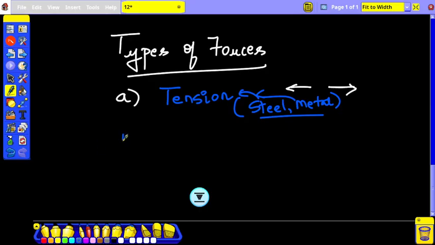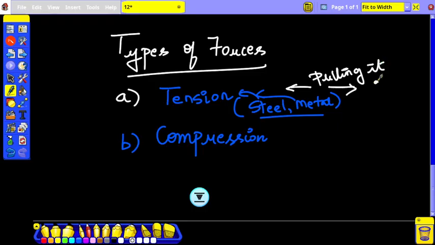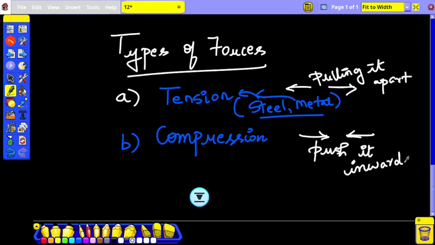Now coming to the next one, which is called compression. All these terms which we will use are going to be something relatable to your real life stuff. So compression is just the opposite of tension. You're pulling it apart, I'll just write it down: pulling it apart. Here you are going to apply it like this, so you're going to push it inward. Pulling it apart and push it inward.